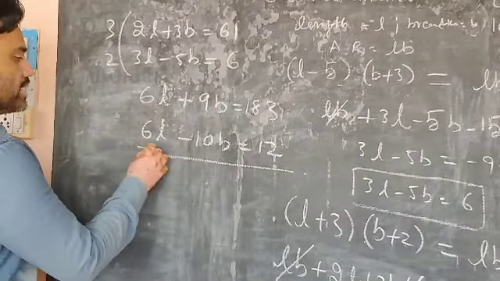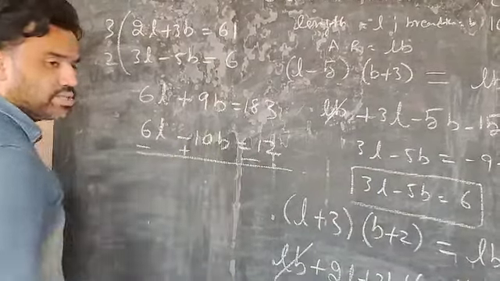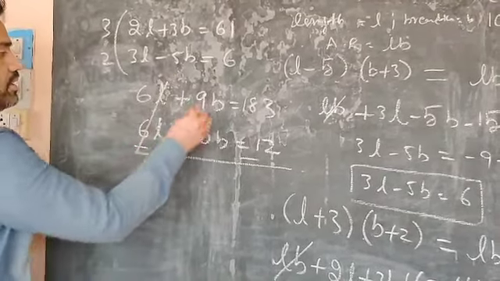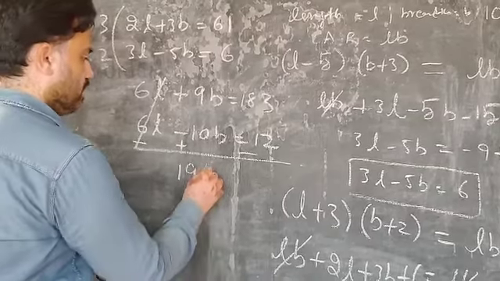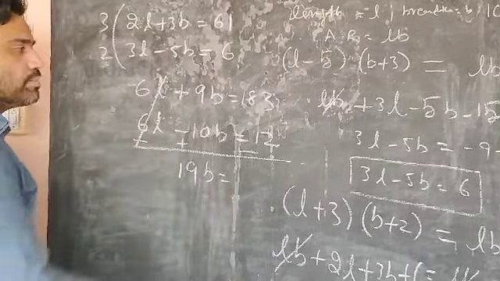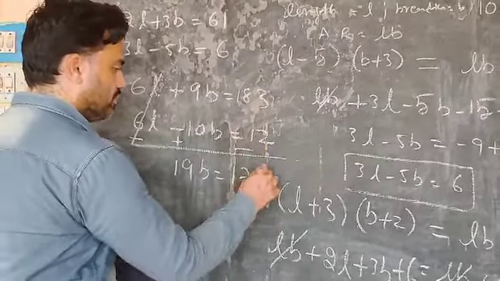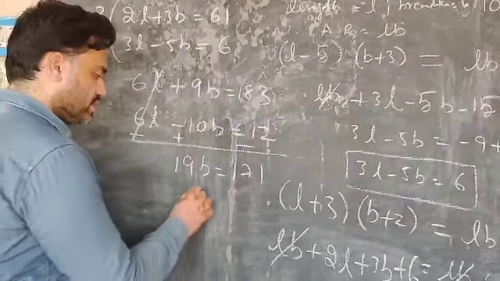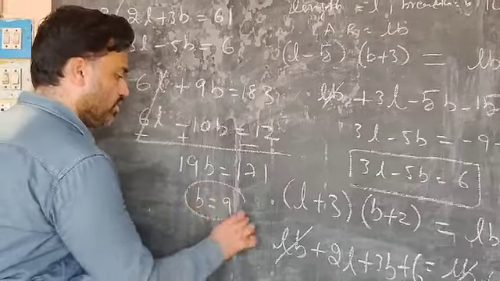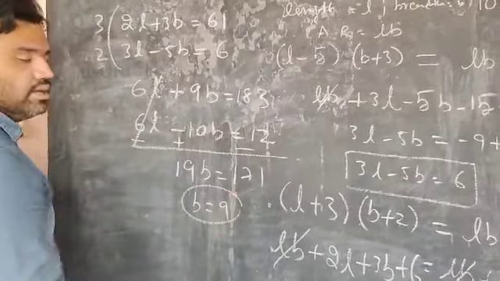So now subtract it. Both of them are plus. Subtract means change the sign. 6L gets cancelled. 9 plus 10 is 19. Okay. 19B is equal to, subtract it, how much you'll get? 171. So 19 9s are 171. Therefore B is equal to how much now? 9. 19 9s are 171.